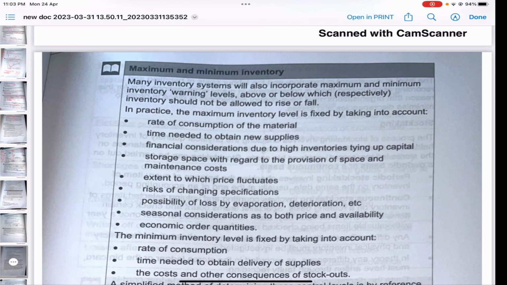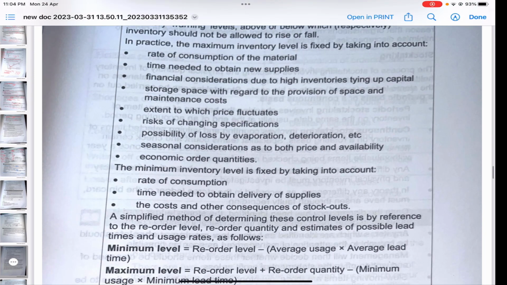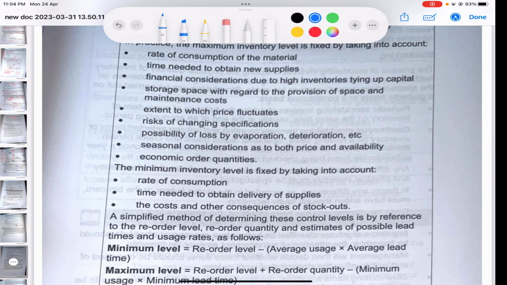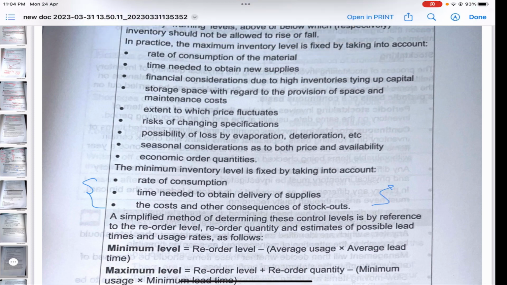Now we come to maximum and minimum inventories. What do you understand by maximum and minimum inventories? Many inventory systems will also incorporate maximum and minimum inventory warning levels, above or below which inventory would not be allowed to rise or fall. So this is having an upper limit as well as a lower limit for the inventory level. In practice, the maximum inventory level is fixed, taking into account these factors. For minimum inventory, you take these into account. I think you can read it.